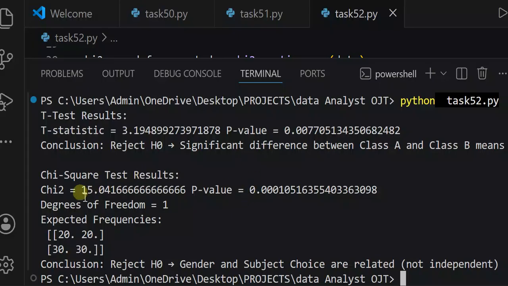And for the chi-square test, chi2 is equal to 15.04, the p-value is equal to 0.00, and the degrees of freedom is 1. Here are the expected frequencies: 20, 20 and 30, 30. The chi-square value measures the association between the gender and the subject choice. The p-value is less than 0.05, therefore the null hypothesis is rejected. This means gender and the subject choices are related and not independent.